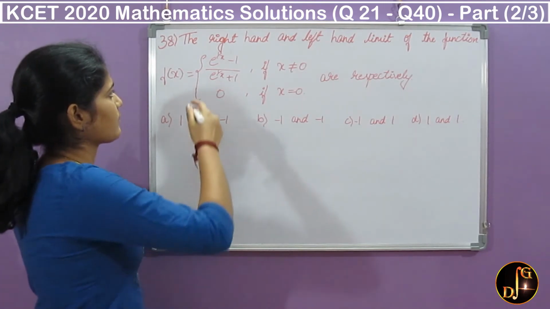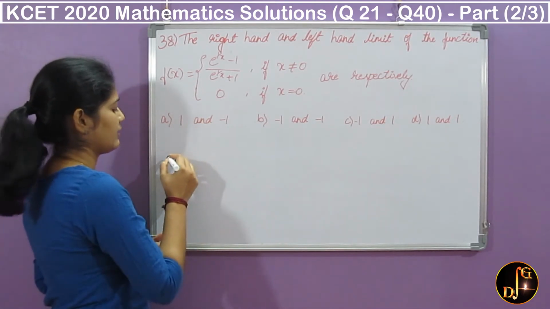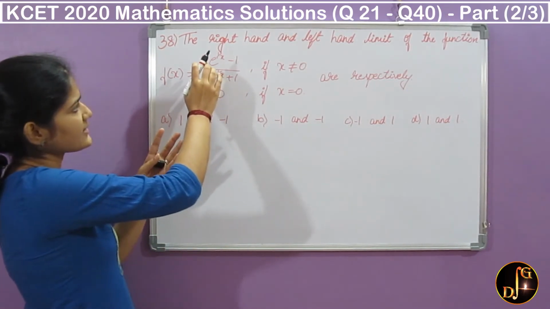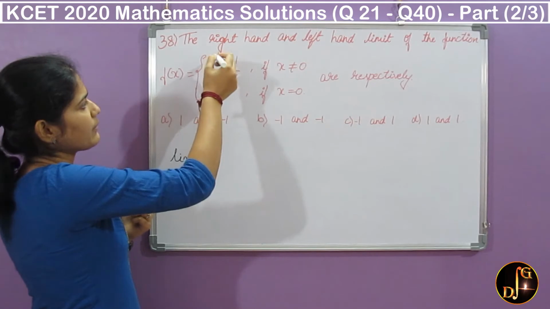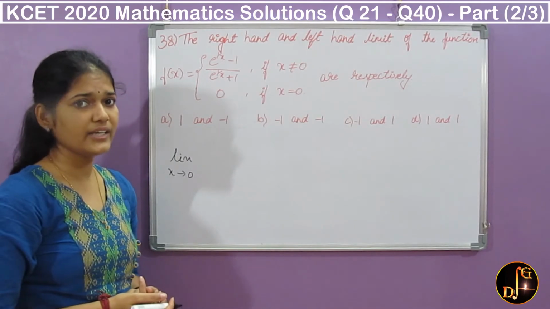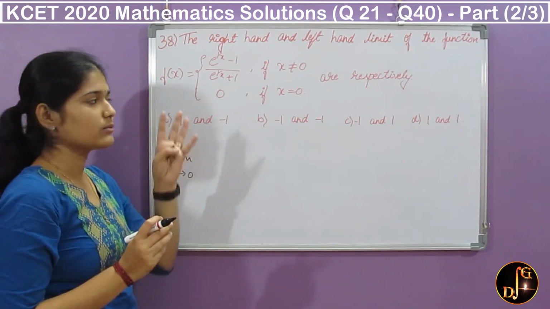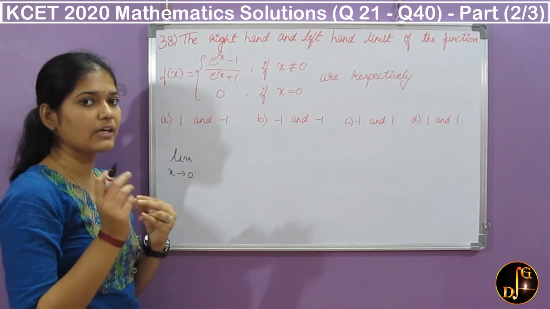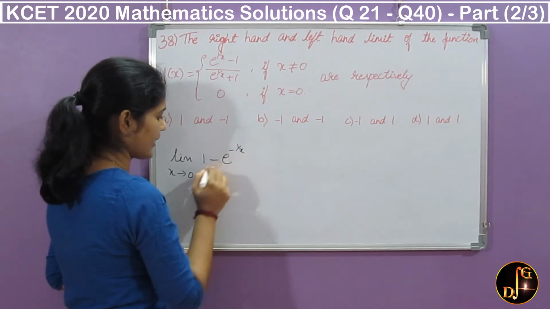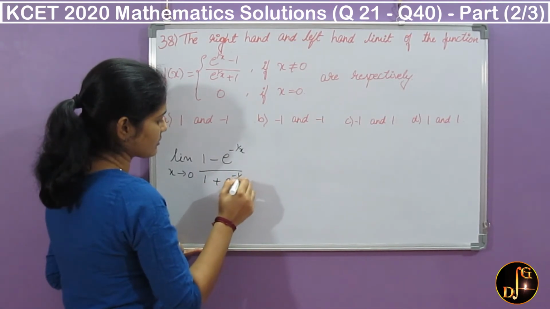How to find this? Here we will get both left hand and right hand limit are equal. If we take limit x tends to 0, if we apply x is equal to 0 directly, then it will be e power infinity. E power infinity is infinity. Infinity by infinity form, right? We cannot do like that. Instead of that, we will divide both numerator and denominator by e power 1 by x. Then it will be 1 minus e power minus 1 by x divided by 1 plus e power minus 1 by x, right?